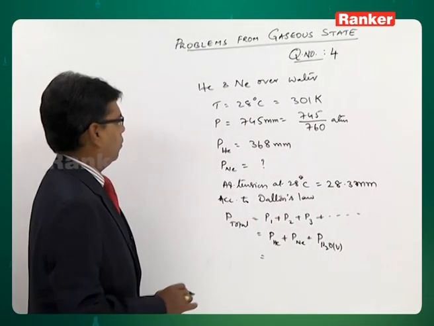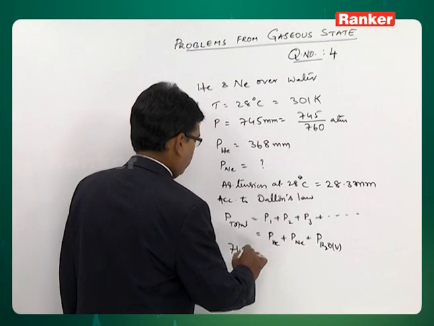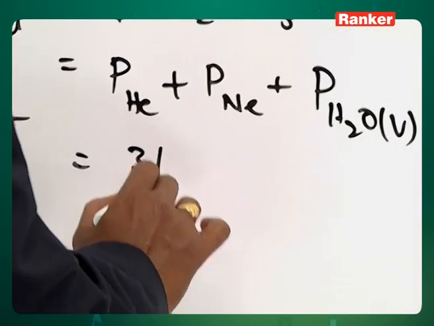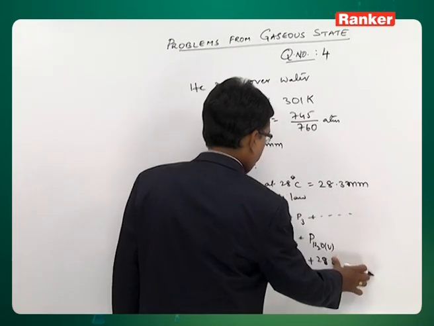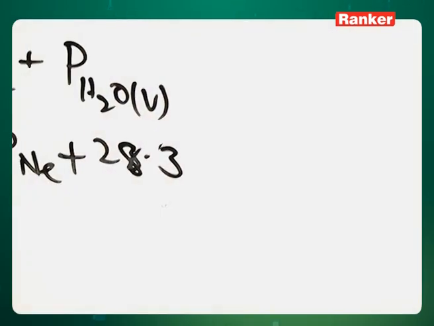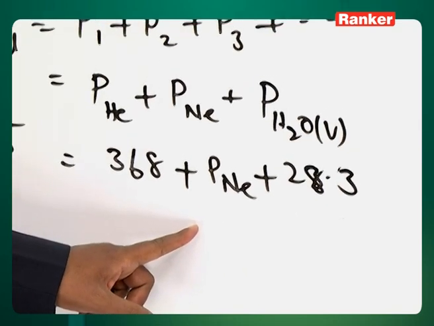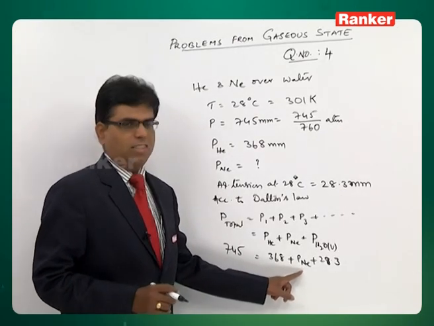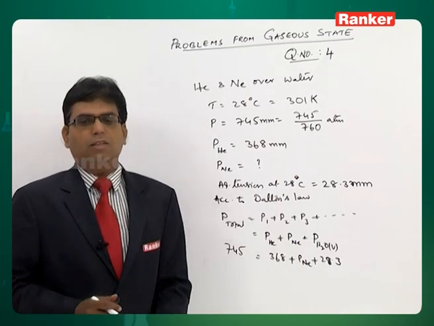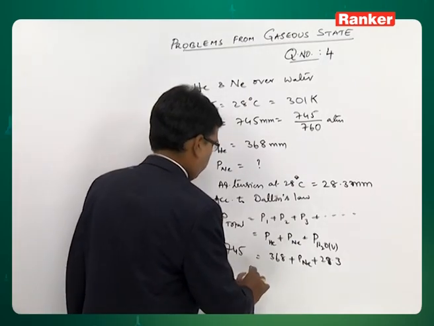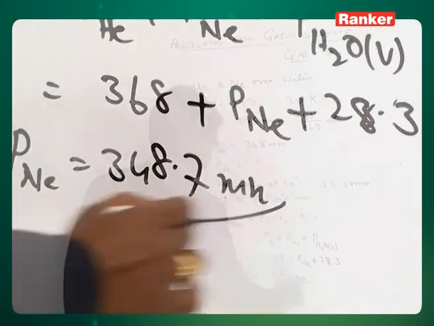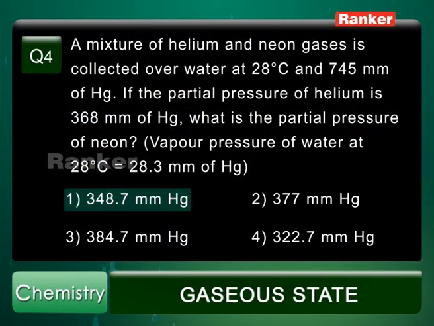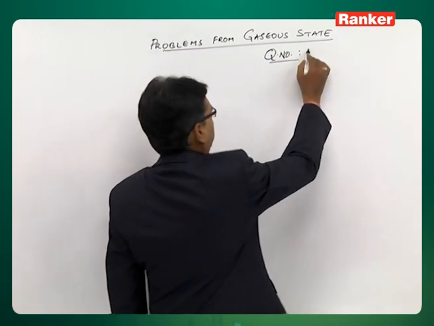So, the total pressure 745 is equal to 368 plus pressure of neon plus aqueous tension 28.3 mm of mercury. From this, what we can calculate is the pressure of neon gas as 348.7 mm. So, pressure of neon is equal to 348.7 mm, right. This is what we have to do. Okay. Now, let us go for question number 5.